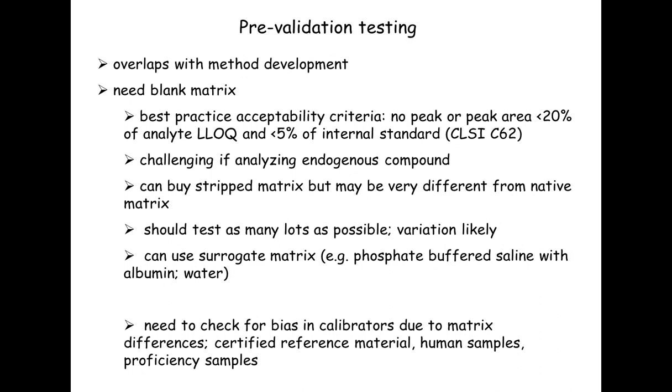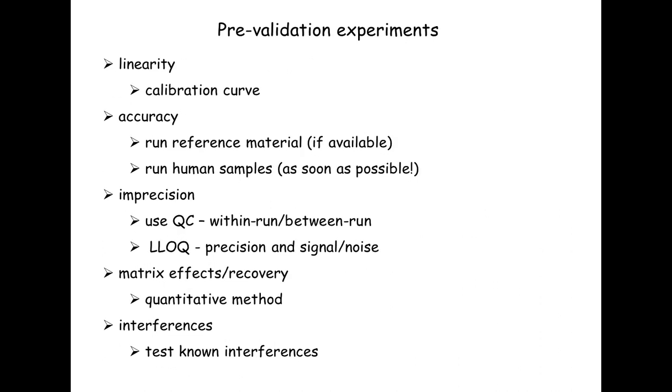And so a good way to do this is to check the slope of the calibration curve prepared in different materials, or to check that your calibrators have OK concentrations verified by the certified reference material if it's available. You could run human samples or proficiency samples just to check that your calibrators are accurate and that there is no measurement bias.